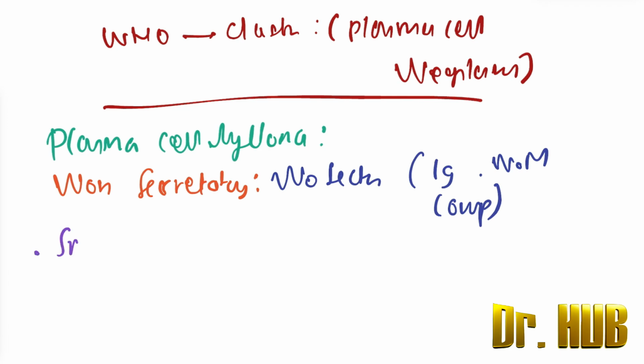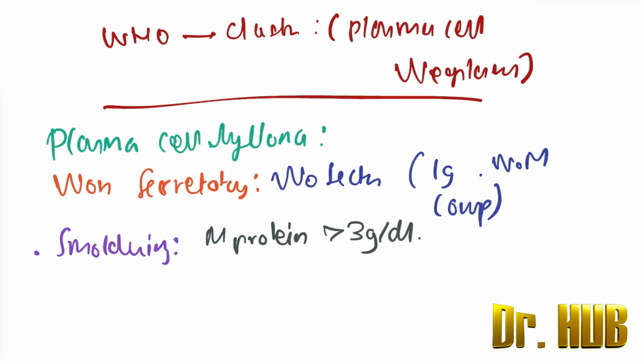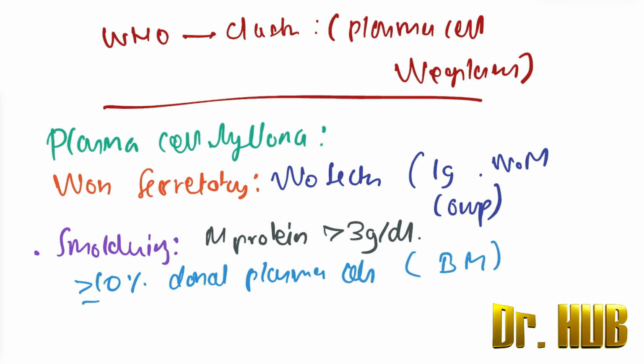Next, what is involved is smoldering. Smoldering means it has the M protein. In the serum it is greater than 6 gram per dl, and or it is greater than 10% clonal plasma cells, and this is present in the bone marrow. And there is no related organ or tissue impairment.